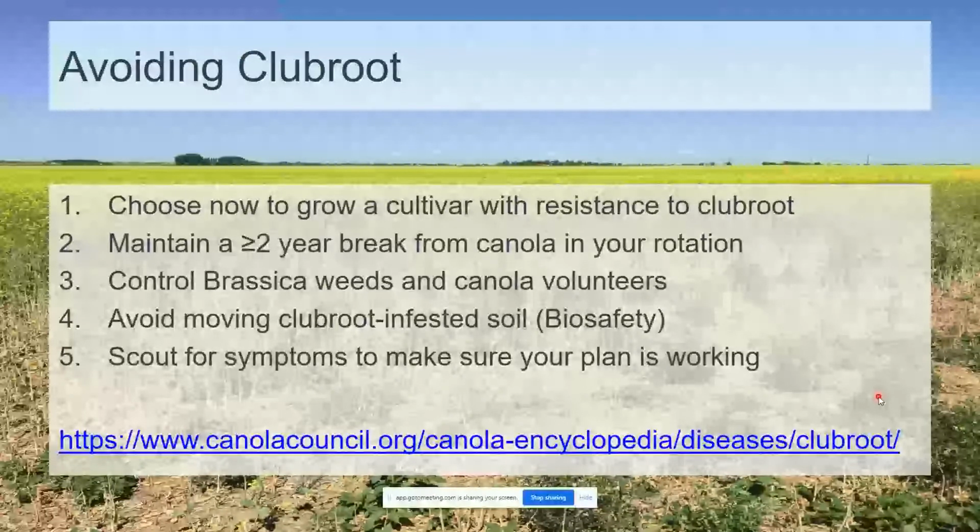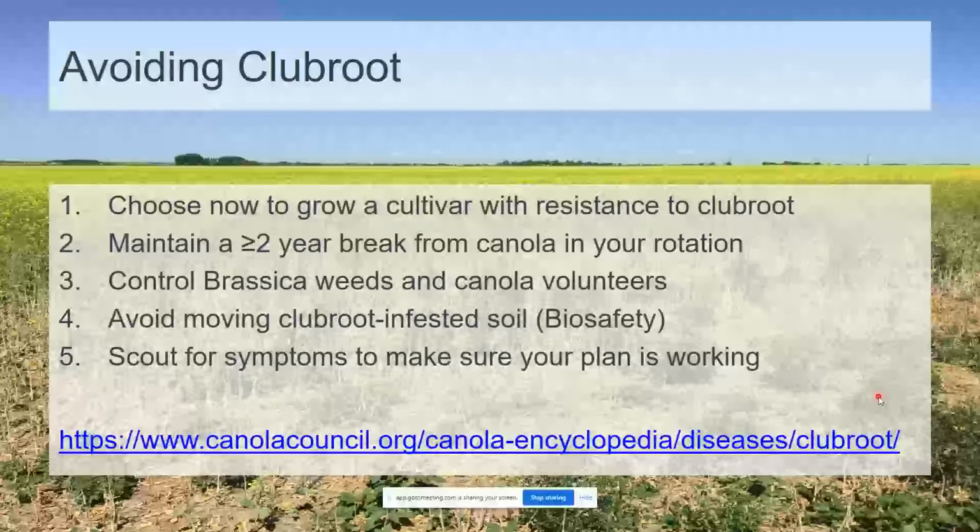Okay, so we're going to switch gears now and talk about the management side of the clubroot issue. And so we'll start first with avoidance, because that's really the best way to manage this disease, is to not get it. Now, thankfully, we have resistant cultivars available with clubroot resistance. But that's not a silver bullet that is going to last forever if we don't practice good resistance stewardship. And so avoidance is still a really important part.